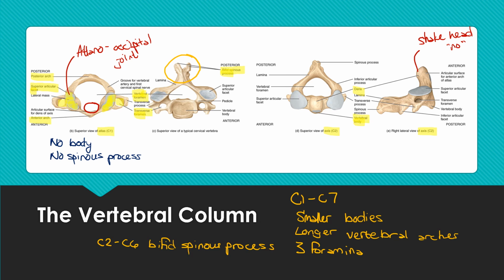The articulation that forms between the anterior arch of the atlas and the dens of the axis is called the atlantoaxial joint. And this is going to be the joint that allows you to shake your head no.